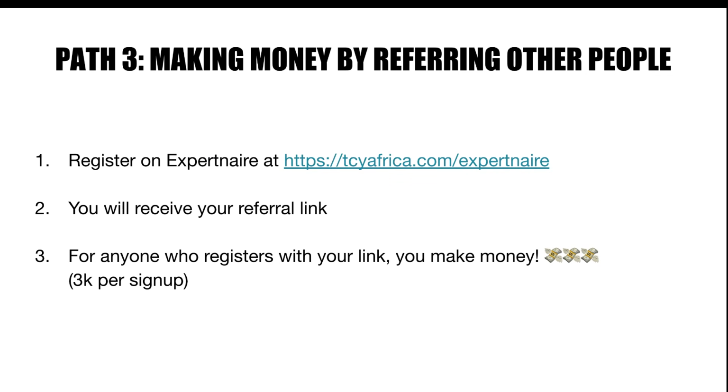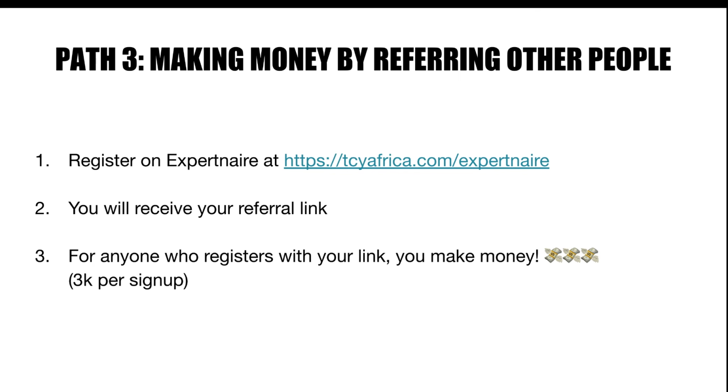And then the third way of making money through Expertnaire is by referring other people. They just started this one recently, and in order to take advantage of this, you have to register on Expertnaire using the link shown on your screen right now. You will receive your referral link after you sign up on Expertnaire, and then for anyone who registers with your link, you're going to make money. Now, the money you're going to make in this case is fixed, and people have to actually pay and register through your link. Right now, at the time of recording this video, you get paid 3K for every successful sign up that you get through your link.